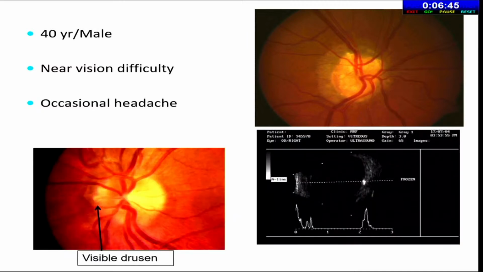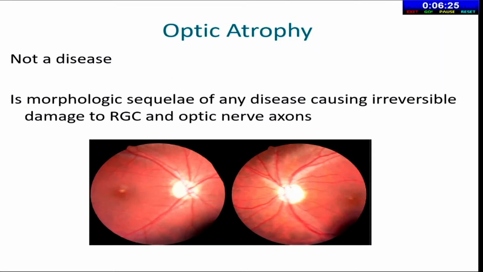So that's why we did an ultrasound. You can do an ultrasound, CT. You can also, without injecting the dye, just put in the filters and see the pseudofluorescence of the drusen. So all these are ways in which you can identify optic nerve head drusen. Otherwise, there is the lumpy, bumpy appearance of the disc head.